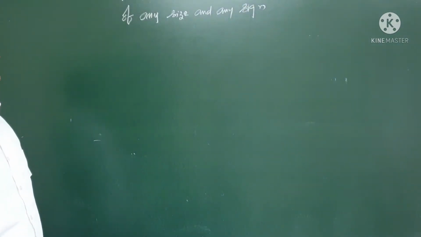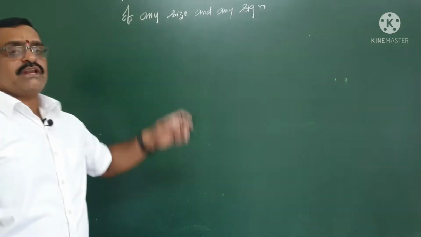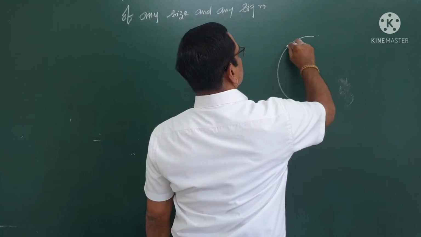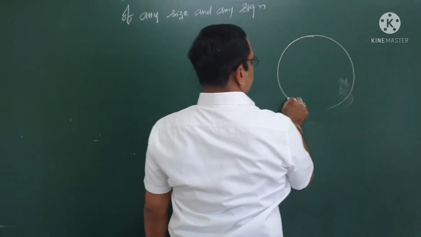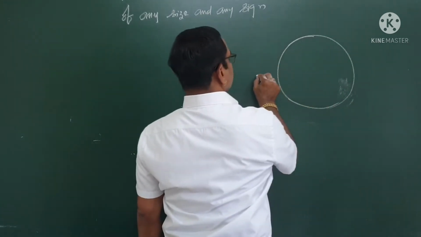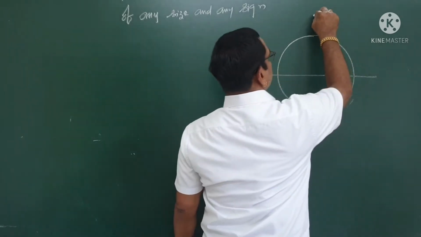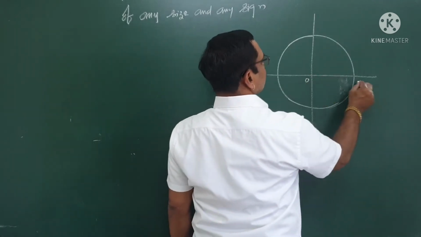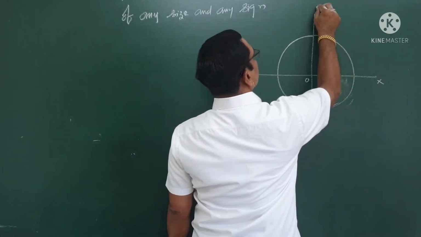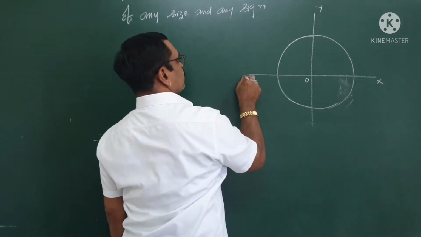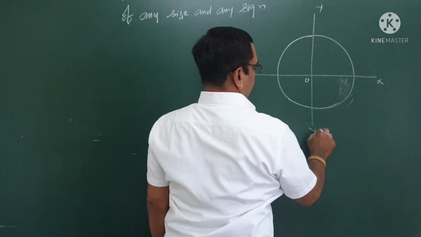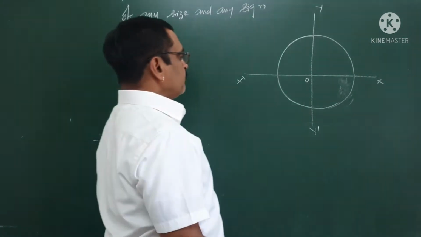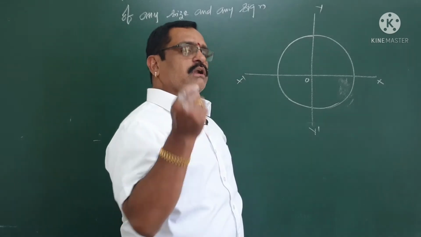Okay. Now, to understand this lesson, I need one small figure. Let the circle be a unit circle in a rectangular system. Unit circle means whose radius is 1 unit. This is the unit circle of radius 1. So it is called a unit circle.